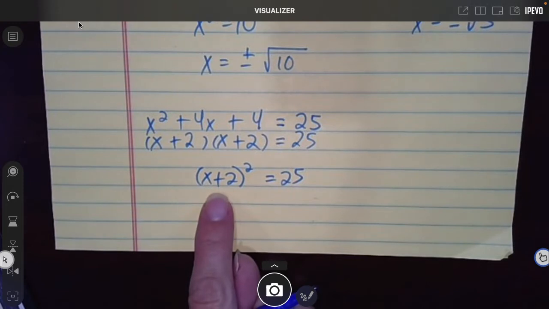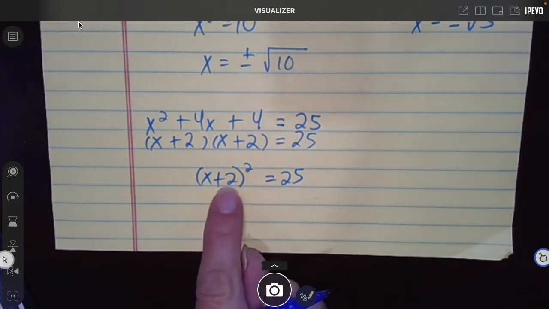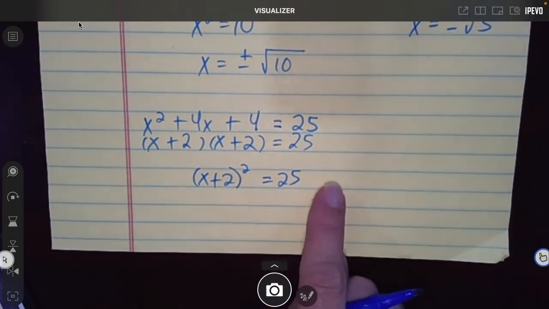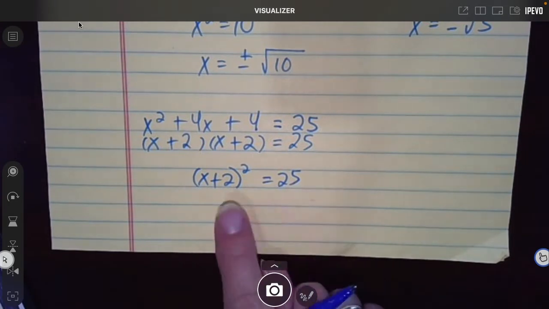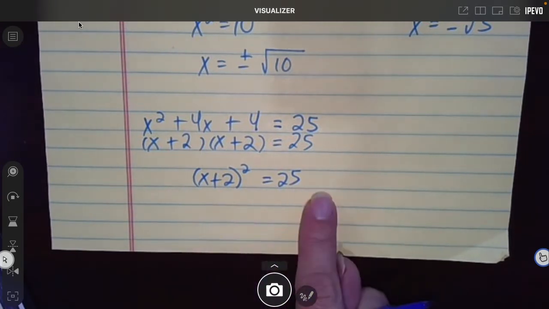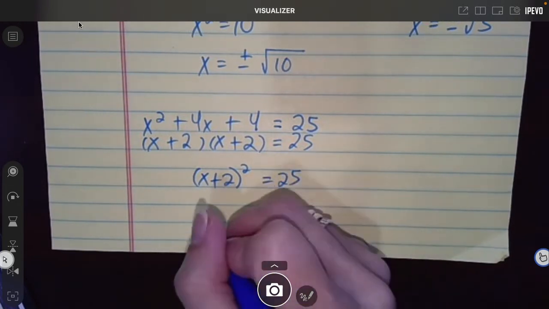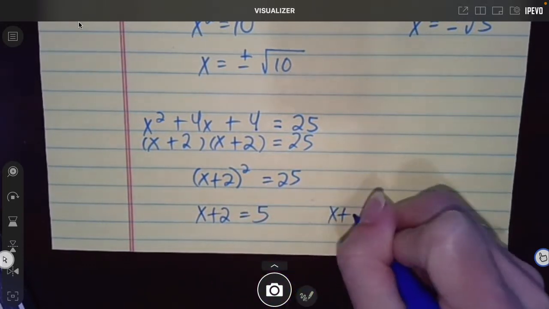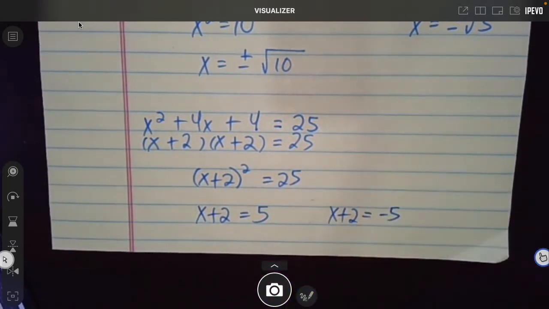Now, what would I do from here? I have a perfect square over here, and a perfect square over here. Okay? So how could I rewrite this? I could just square root both sides, could I not? So this I just get x plus 2, and what would I get over here? Equals 5 or negative 5. So I have x plus 2 equals 5, but we also said it can equal negative 5.